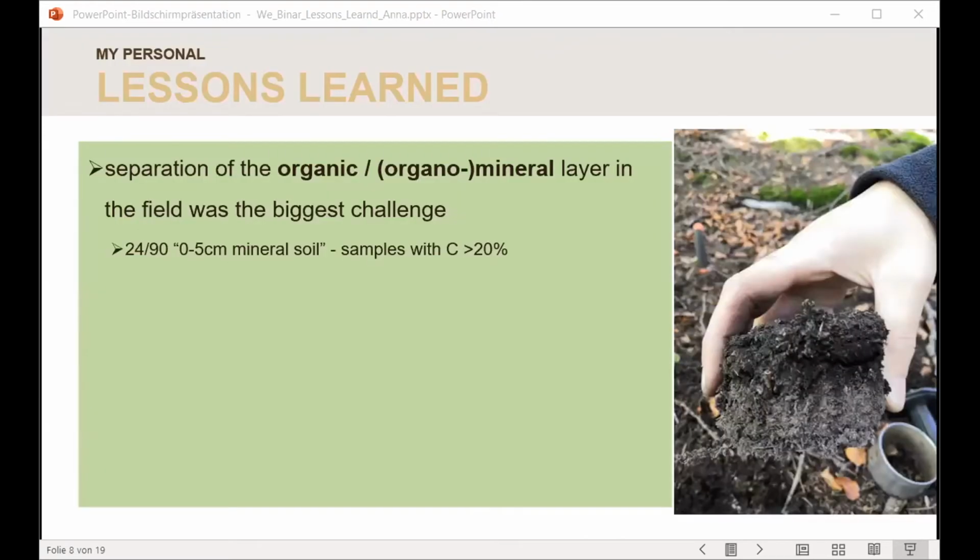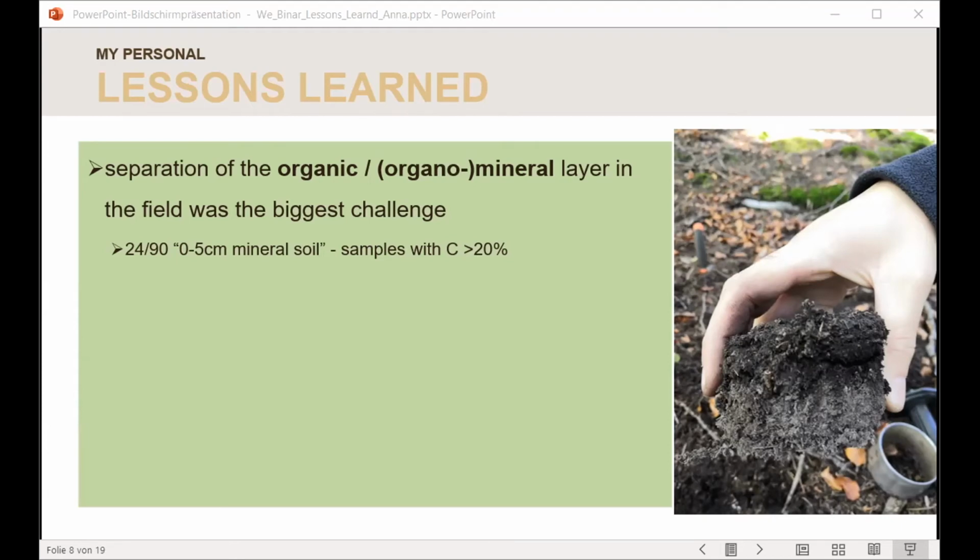So let's head on over to my personal lessons learned from the application of the Humus key. So the most challenging issue was the separation of the organic layer to the organomineral soil, so between the OH horizon and the A horizon.